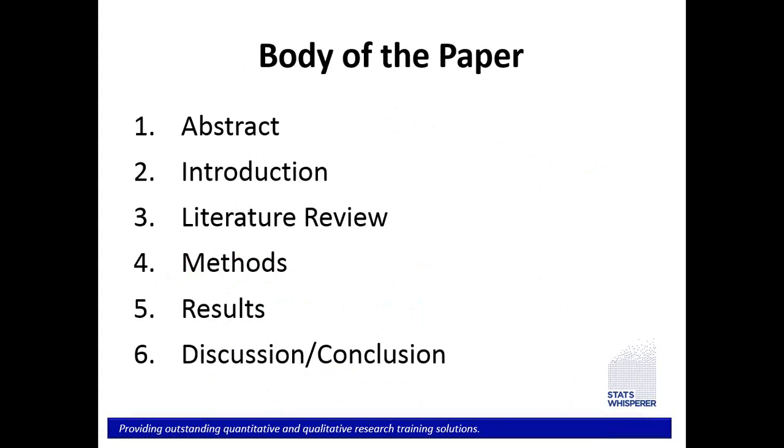So the body of the paper, we could break it down into these 6 areas. 1, the abstract. 2, the introduction. 3, the literature review. 4, the methods. 5, the results. And 6, the discussion and conclusion section. Now recall, these are like Russian dolls again. You have 6 categories, and then within that, there's many, many subcategories.